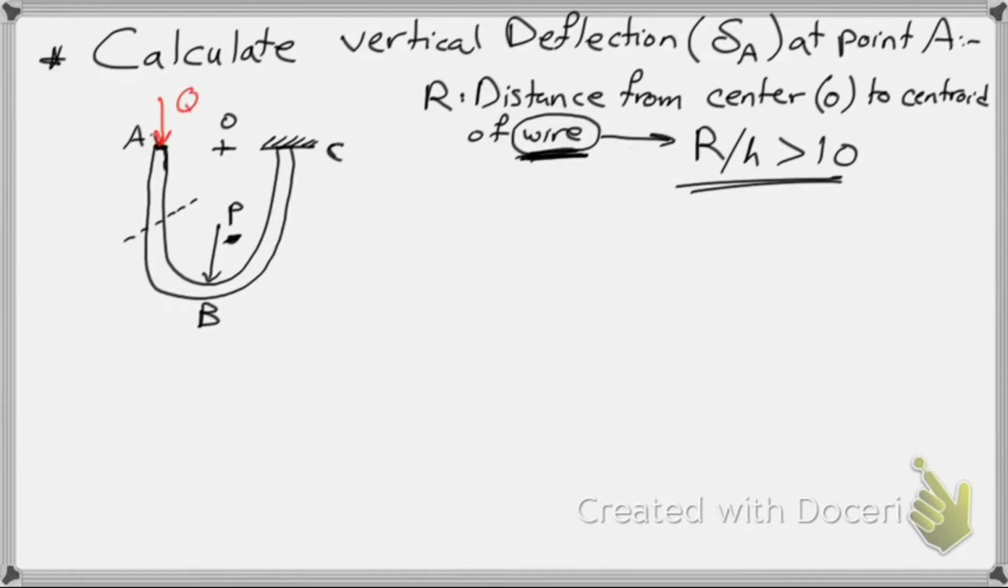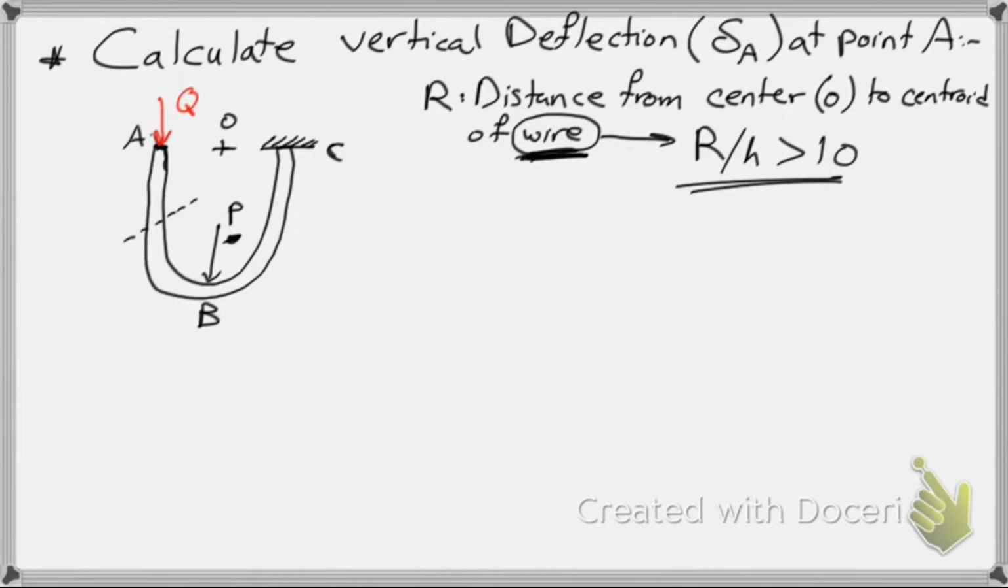And the reason why we applied the dummy load at point A is that in order to use Castigliano's theorem, you need a dummy load at the point of interest where you're trying to calculate the deflection. So at point A, we didn't have a concentrated load. That's why we applied dummy load Q.